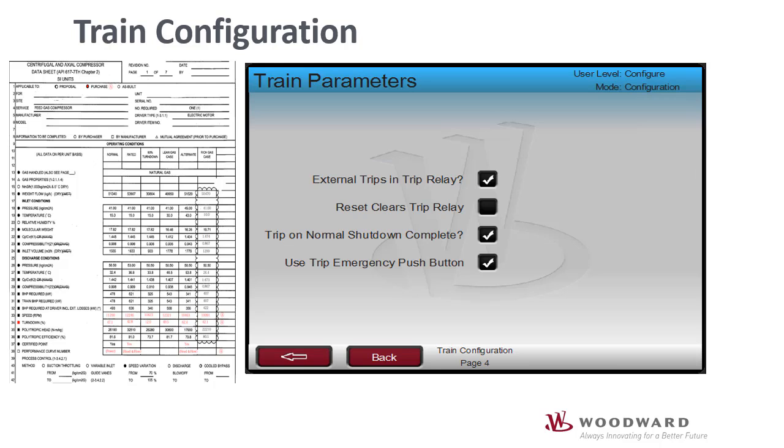The last one under 10 parameters is external trips in trip relay. This is used if you want an external trip to actuate the Vertex trip output, Boolean output. Reset clear trip relay, which is very obvious. Trip on normal shutdown complete. So if you want your driver to be tripped once you finish the normal shutdown condition, then check this box. In this case, I want that the moment I finish my normal shutdown, which is also called controlled shutdown, my Vertex should issue a trip command.